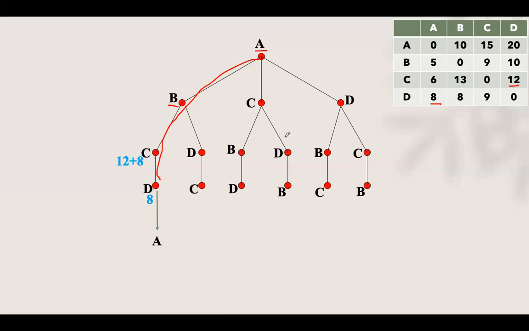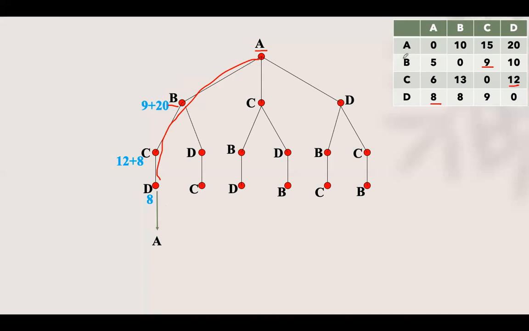Okay, 12 plus 8. Next, B to C. B to C is 9. 9 plus 20. This is 20. 9 plus 20. I am trying to find out the cost of this entire path. Okay. B to C is 9 and the earlier path was 20.